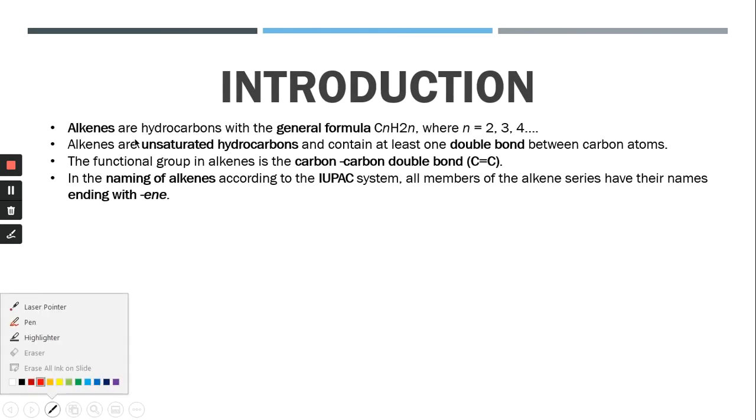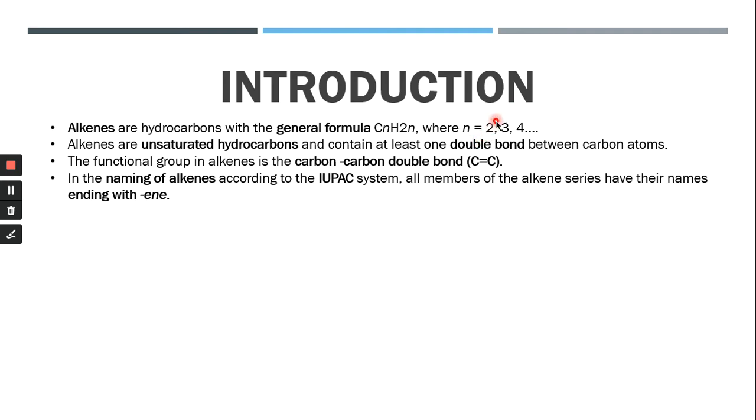Alright, so alkene. Alkenes are hydrocarbons. Hydrocarbon, it consists only carbon and H with a general formula CnH2n, where n is equal to 2, 3, 4 and so on. Berbeza dengan alkane, kita akan start dengan 1, 2, 3, 4. But for alkene, we must start dengan 2.